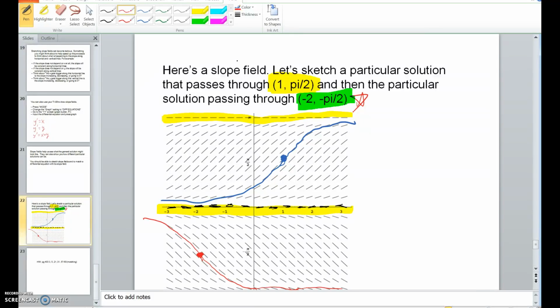So you just put a point where they tell you, and then you follow the contour of the tiny tangent lines. And that's basically it for slope fields.